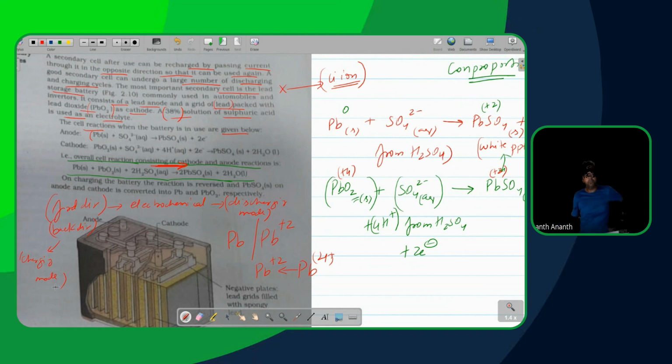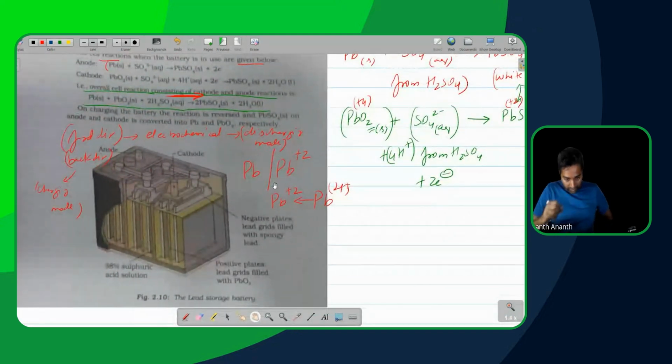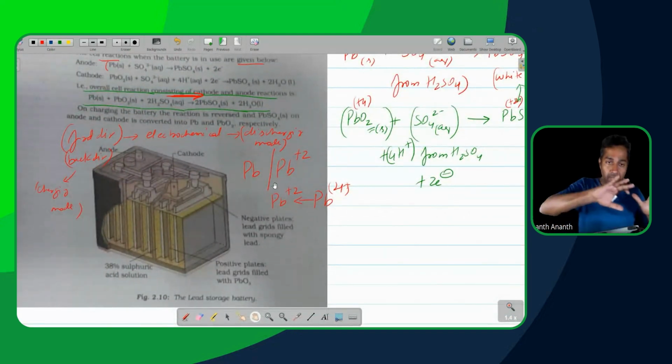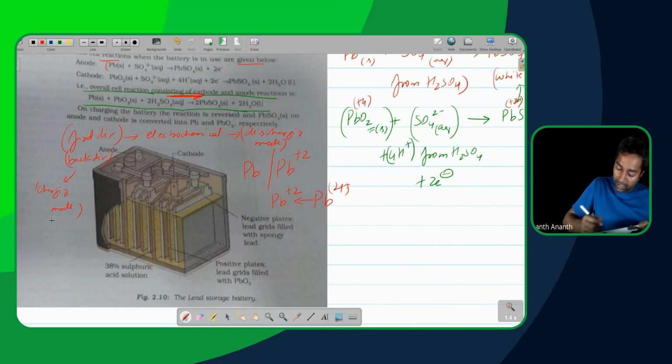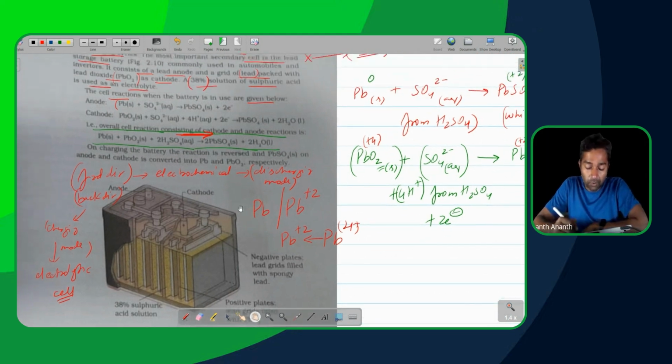Okay, so in this particular case, this electrochemical cell is meaningful in the forward direction, whereas in the backward direction, which is the charging mode, what kind of cell is it? An electrolytic cell. You understand the principle here, Kana? Yes. Okay, good. So now let's continue to the next part.